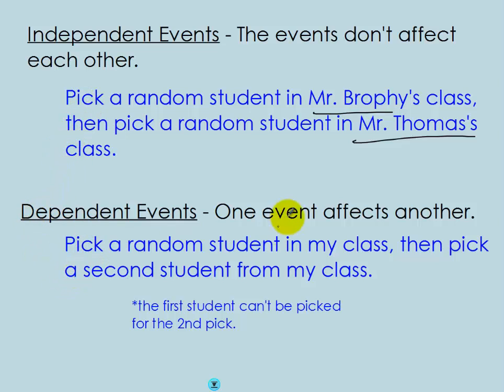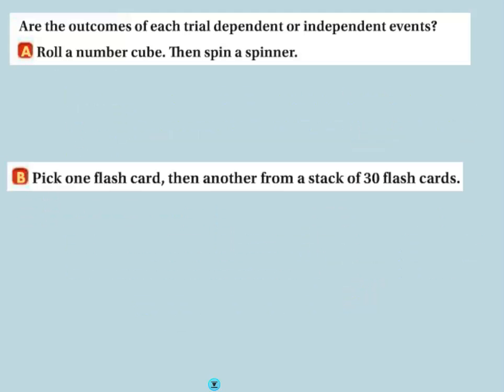Now, dependent events are events that affect each other. So if I picked a random student from my class, then I picked a second student from my class, that second student depends on the first because the first student can't be picked for the second pick. They've already been picked. They're gone from the choices. So the first pick removed a choice, and then the second pick has just a different pool of kids to choose from. So that's why it's dependent on the first.